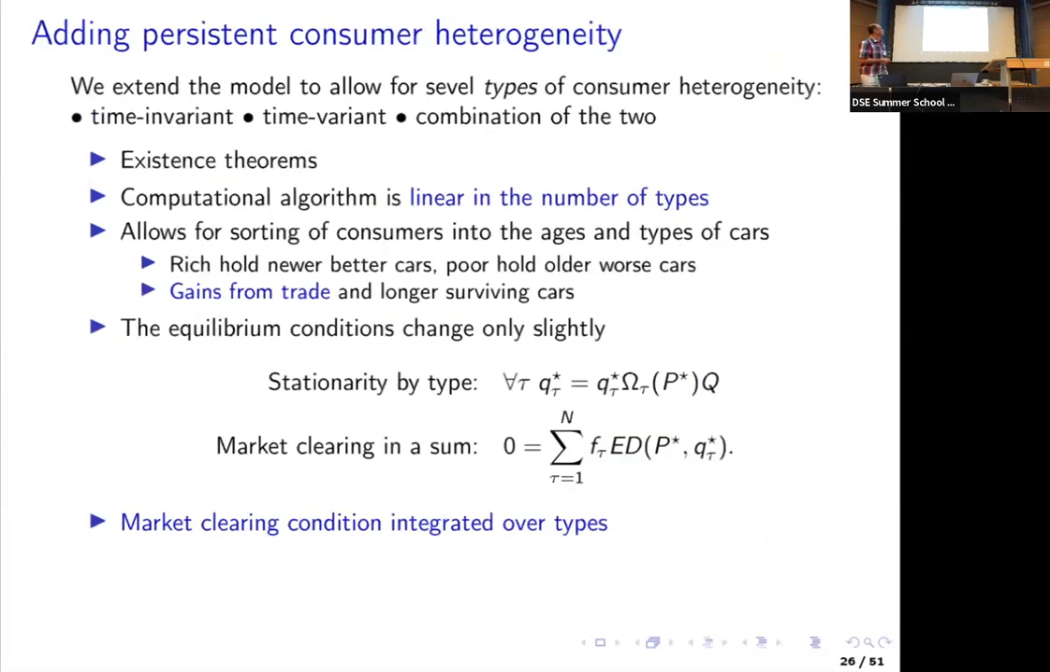Okay. So now let's talk about persistent consumer heterogeneity. We extend the model to allow for several types of this persistent consumer heterogeneity. It can be time invariant, it can be time variant, and it can be a combination of the two. So here we're thinking about observed heterogeneity, and you can have different levels of education or income. Income can change. This is an infinite horizon model, right? So every time you're thinking about something that changed, then we will translate that into the ergodic distribution of the corresponding Markov chain.